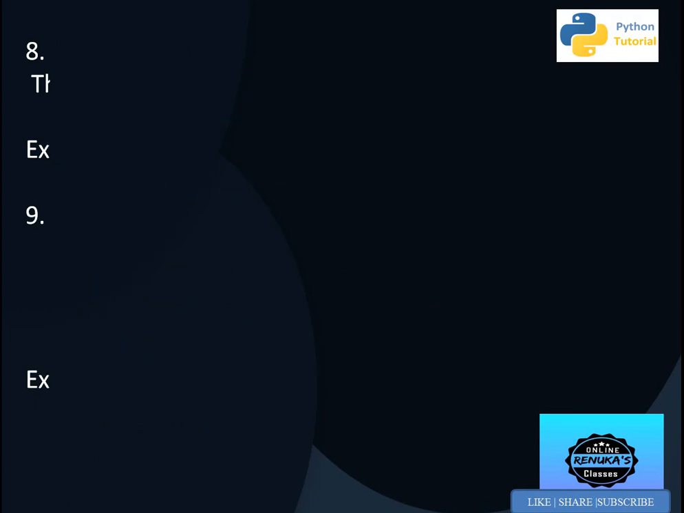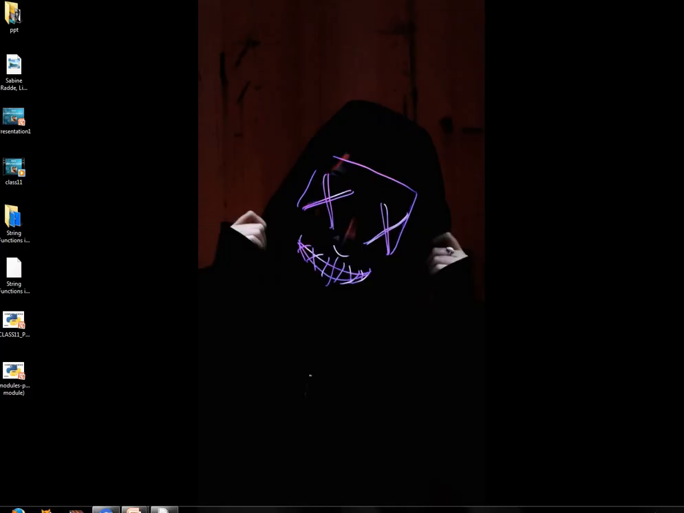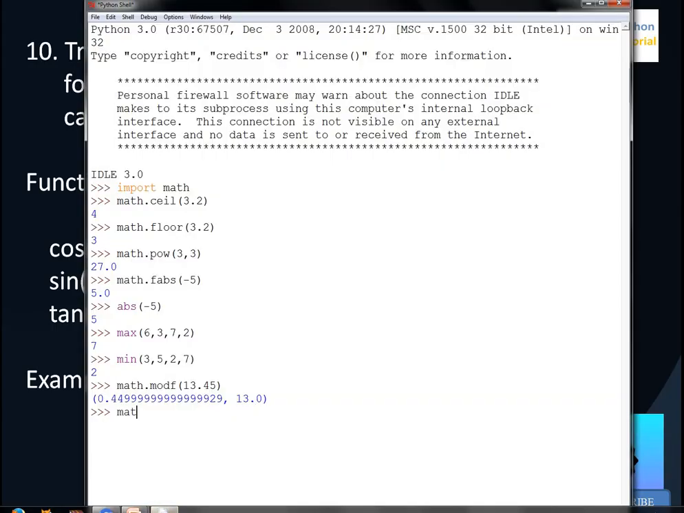Next, the functions related to the math module are trigonometric functions. So you can find the cosine, sine or tan value of any value given in brackets in radians. So we can also see how to find this. So this is a prompt, math.sin(90), it will return 0.89. math.cos(0), it will return 1. So likewise you can find out the values.